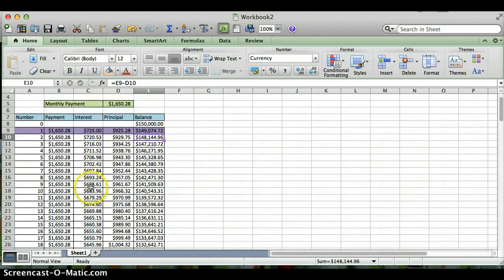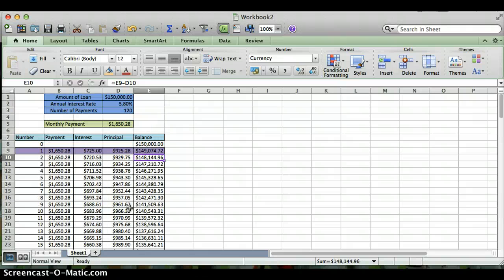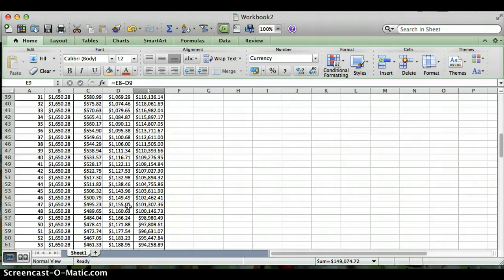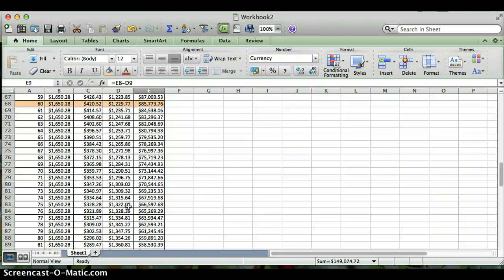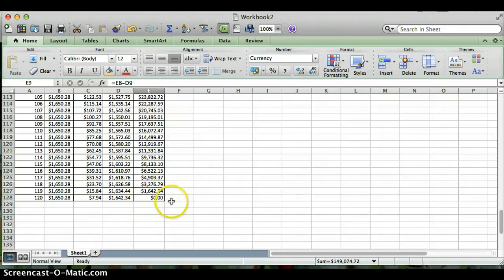To get the rest of these numbers, I didn't fill in each formula for each cell. I just clicked here and highlighted and basically dragged down the formulas for each cell, and I did that all the way down. And when I did that, it gave me all of these numbers and payments and brought me all the way down until my final balance is $0, which would be the end of my 10 years and the end of my 120 payments.